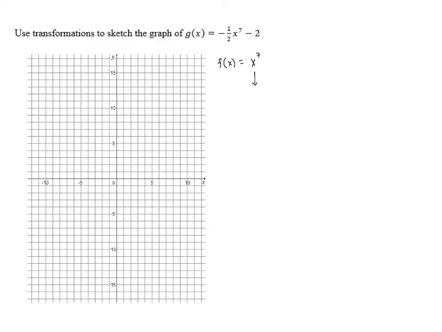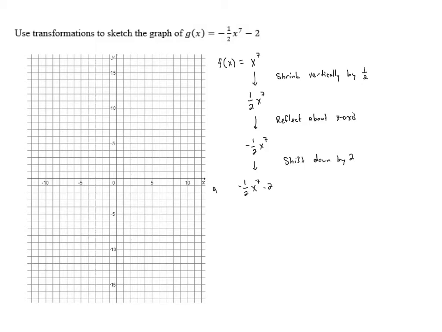Now to get from x to the 7th to our current function, we've got a few transformations to perform. First, the function gets multiplied by 1/2, and what that does is it shrinks vertically by a factor of 1/2. Then that function becomes negative, so this is a reflection. We reflect about the x-axis. And then finally we replace our function with the function minus 2, which means we shift down by 2 units. And this is how we end up with our new function.